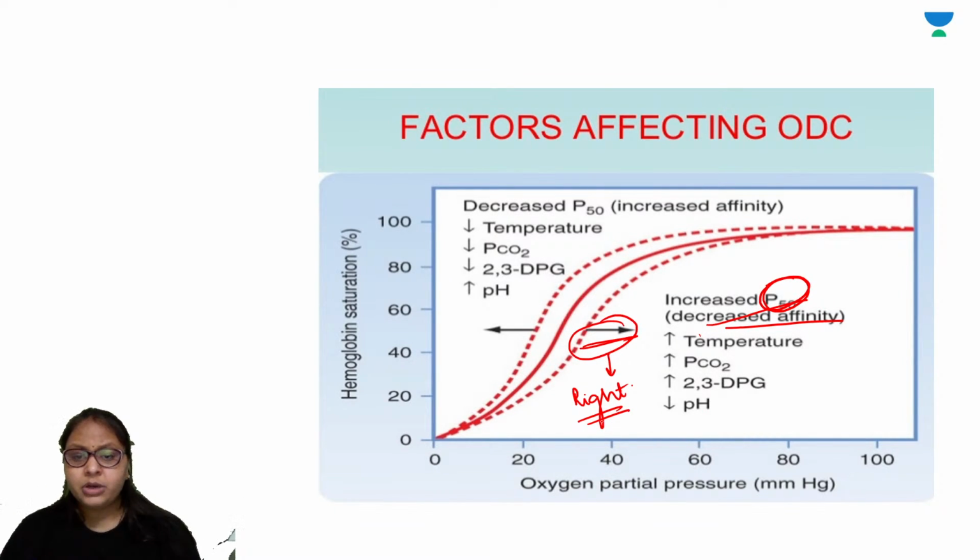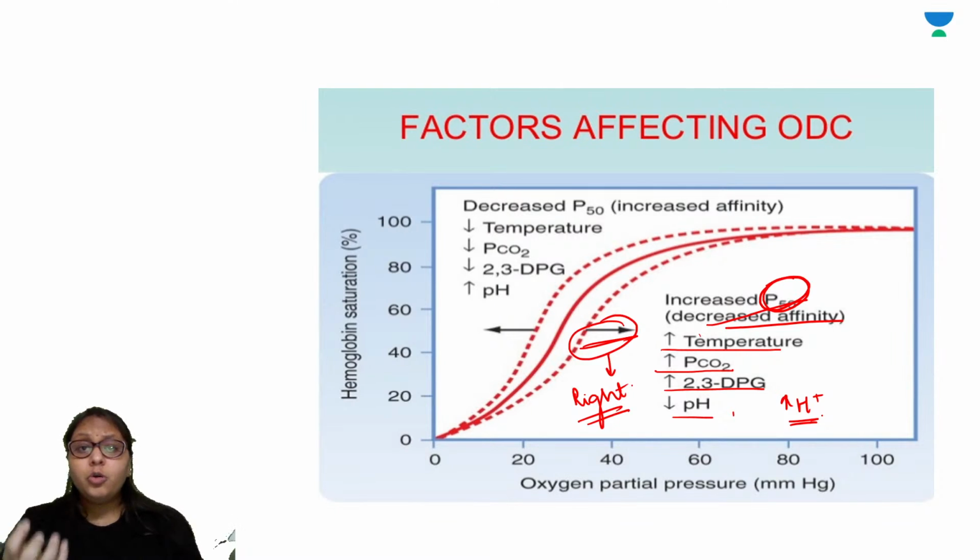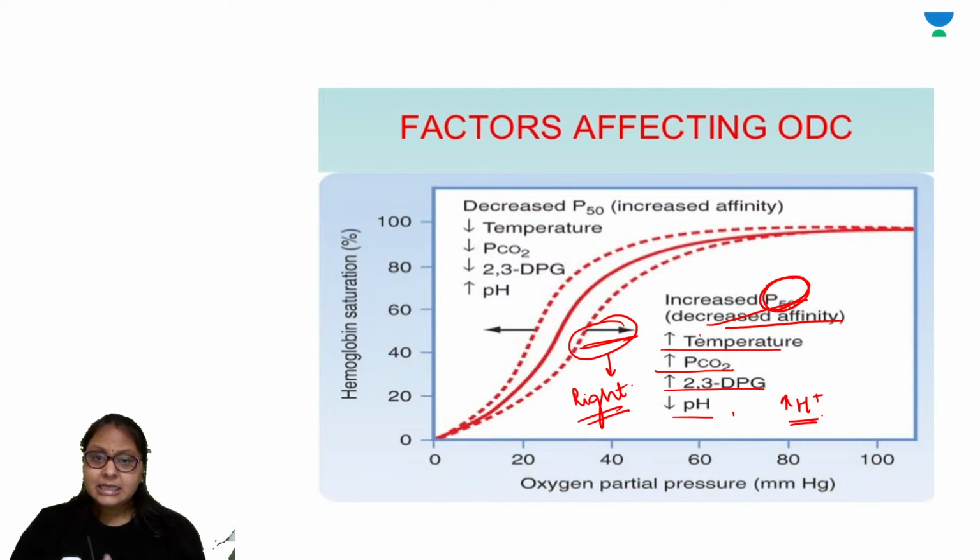So when is the ODC shifted towards the right? When there is an increase in the temperature, increase in partial pressure of carbon dioxide, 2,3 DPG, or increase in the H plus ion concentration, that is decrease in pH. What will happen? Temperature and partial pressure of carbon dioxide are increasing, so what do the tissues need? The tissues need more oxygen, right? So extraction of oxygen will be more, so the ODC will be shifted towards the right. The factors which decrease the P50 value, that is shift towards the left, are decrease in temperature, decrease in PCO2, decrease in 2,3 DPG. Is it clear?